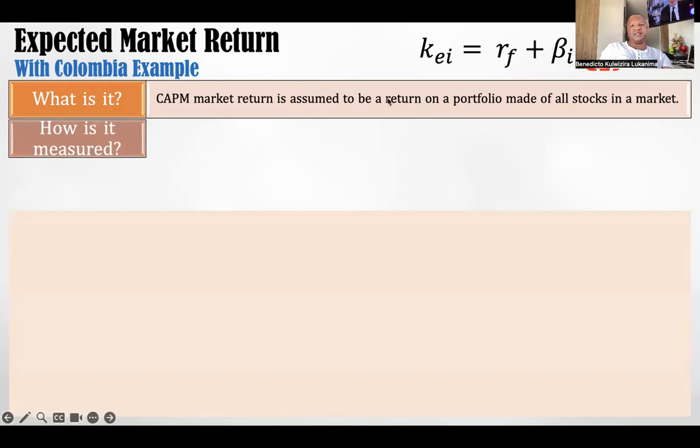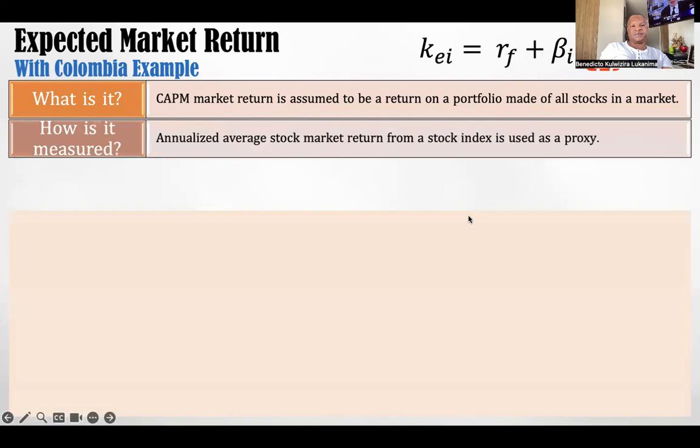Next question is, how is it measured? For CAPM's purpose, it should be an annualized average stock market return. And that should be estimated based on a stock index that fully or partially represents a portfolio of stocks in which Colombian Ecopetrol is trading. So it is a proxy.